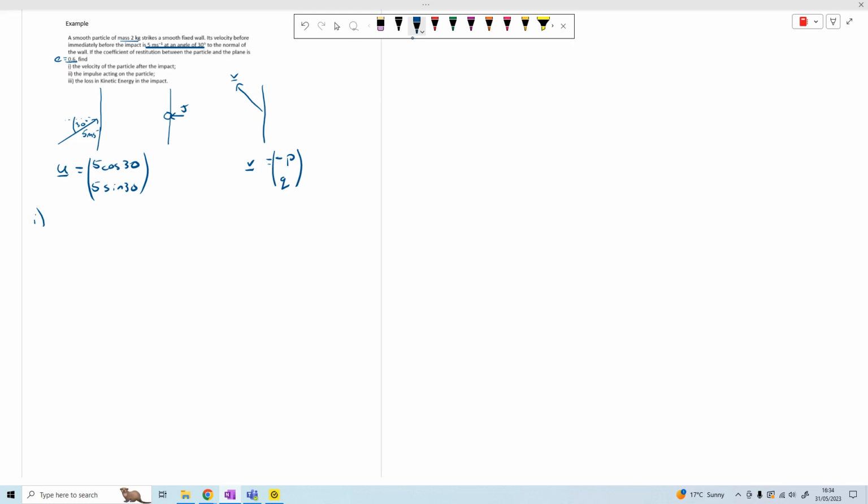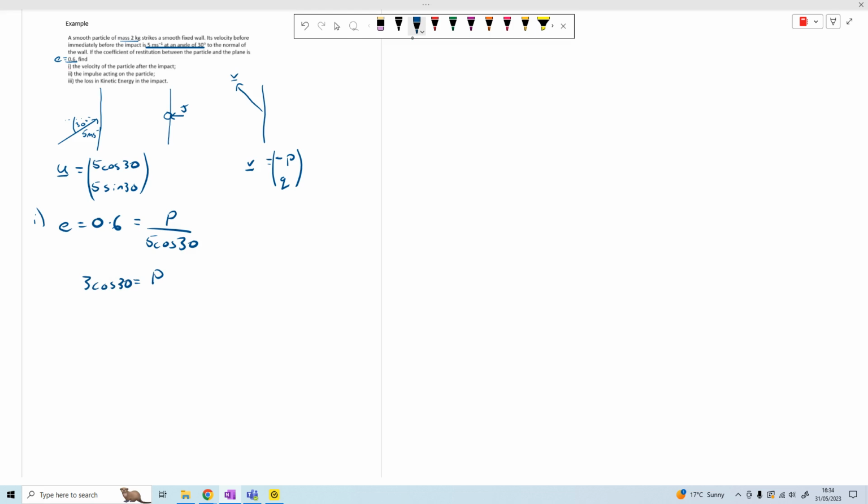Okay. So what I'm going to apply is, well, I know what E is. I know E is 0.6. Now I also should know that this is the speed of separation over the speed of approach. So my speed of separation in this case is just going to be the x components. So speed of separation is just going to be p in this case, and my speed of approach is going to be 5 cos 30. So if I solve this, I've got p is 3 cos 30.